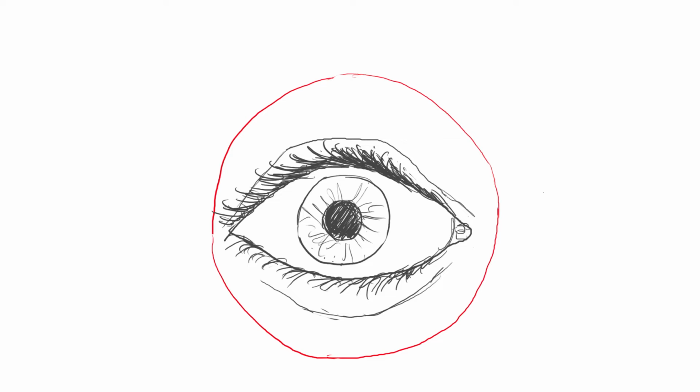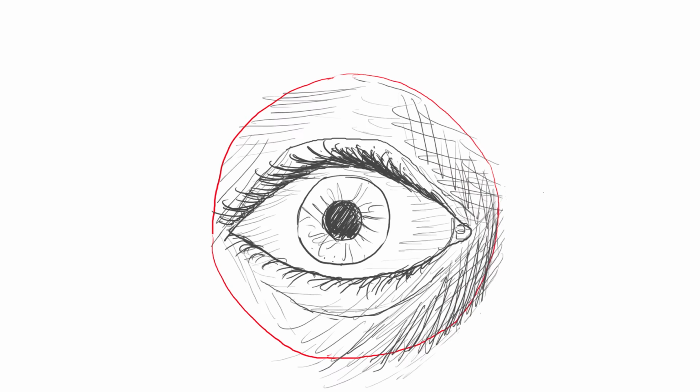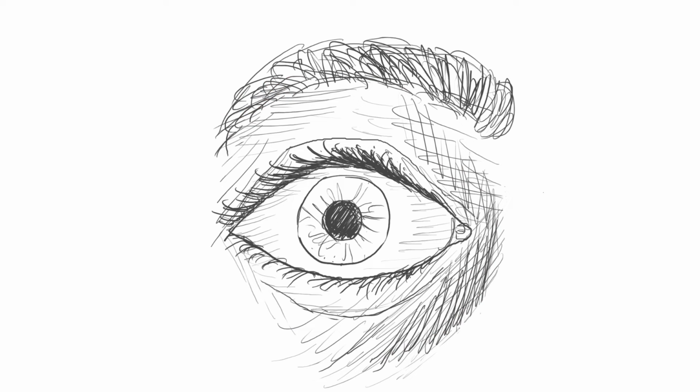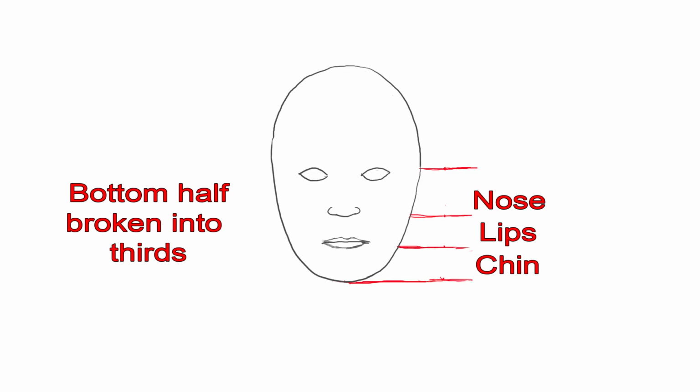It's important to understand that the eye is a sphere because of how it sits on the face. The shadows under and above the eyelids show the depth of that sphere. The eyebrows also run along the top of that sphere as it is intersected by the brow ridge. From the halfway point of the eyes, the lower face can be generally broken into thirds, which defines the position of the nose, lips, and chin.